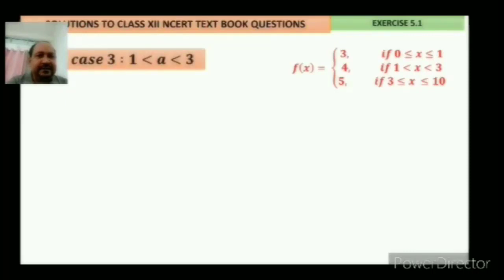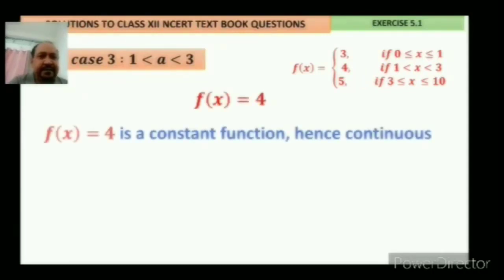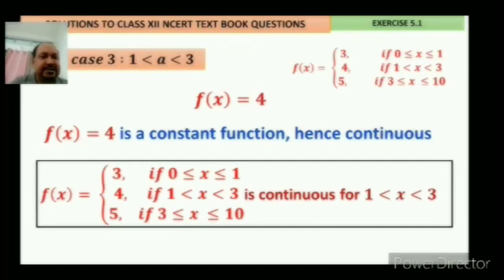For case 3, when a is greater than 1 but less than 3, the function is defined at this condition, the functional value is 4. So f of x is equal to 4. f of x equals 4 is a constant function, hence it is continuous. So the function is continuous at this condition.